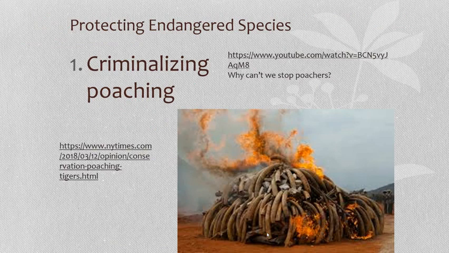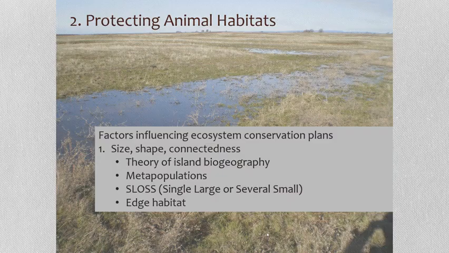So, how do we protect species that become endangered? One way is to criminalize poaching. And so, this is a major challenge because so many endangered species live in countries that have difficulty stopping poachers. We can also protect endangered species by protecting animal habitats, right? So the habitats where endangered animals live can be protected.